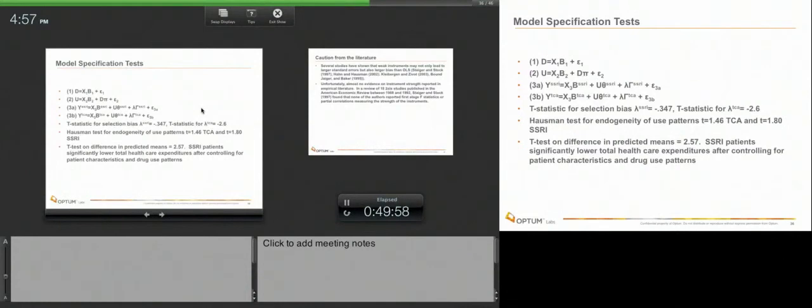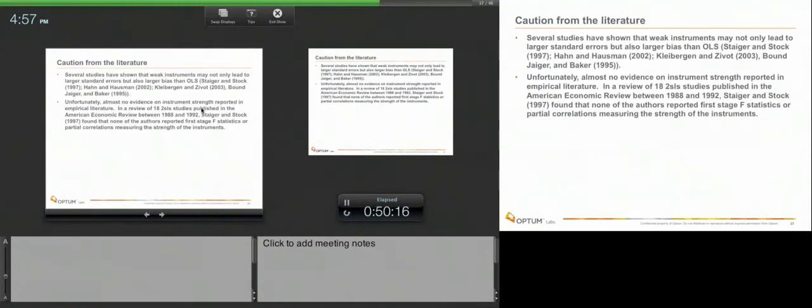That's why we set it up so that, with the drug choice, one of the explanatory variables was the provider type, whether it was a psychiatrist or a primary care doc. Then the drug use pattern, because we felt the drug use pattern was really going to drive healthcare outcomes, and then separate equations for the two groups.